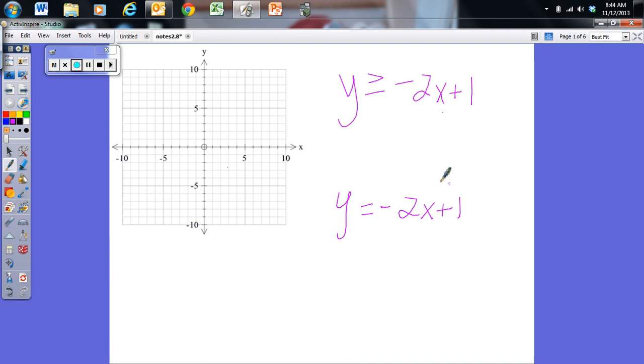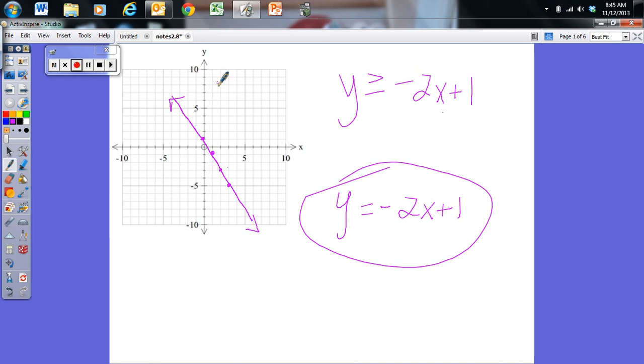We're going to graph it the same way we graph a line, except instead of the solutions being the points on the line, the solutions are going to be all the points on one side or the other of the line. So we're going to graph the line as we normally would. We're going to start at 1, go down 2 over 1, down 2 over 1. And because it's greater than or equal to, our line is going to be a solid line, because we're saying that the points on the line are also solutions to the inequality.